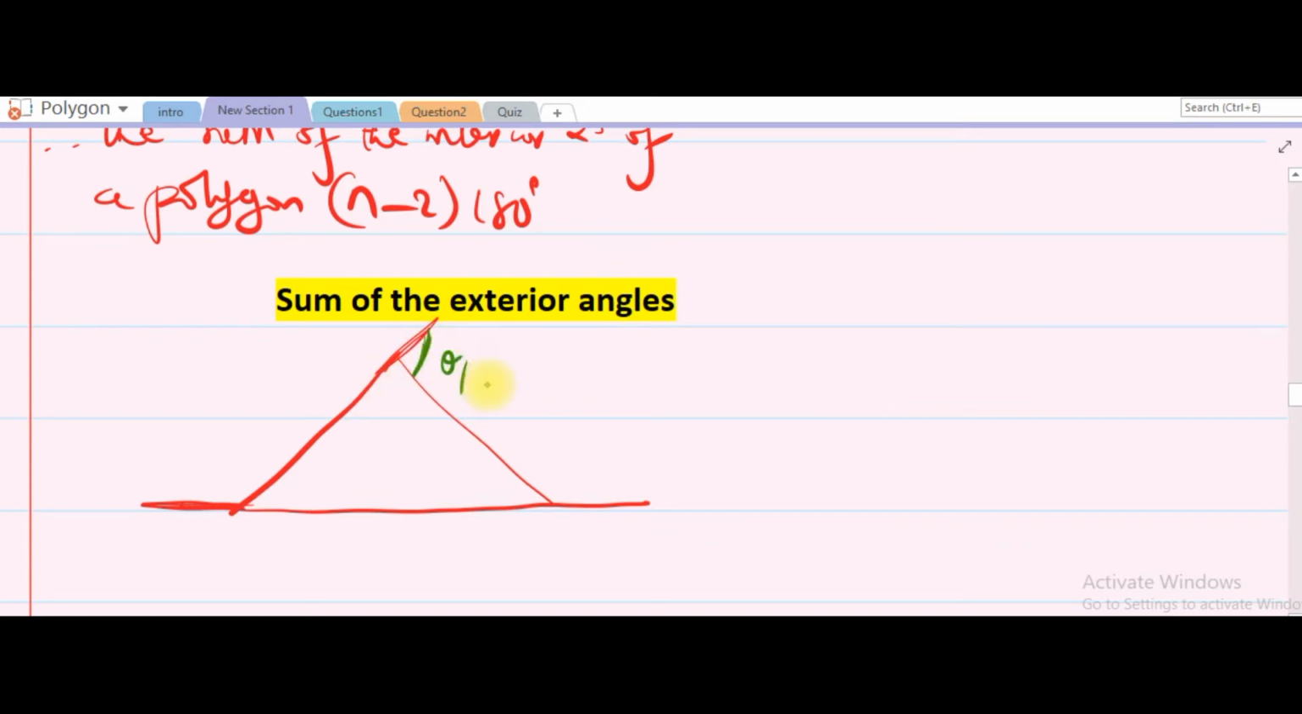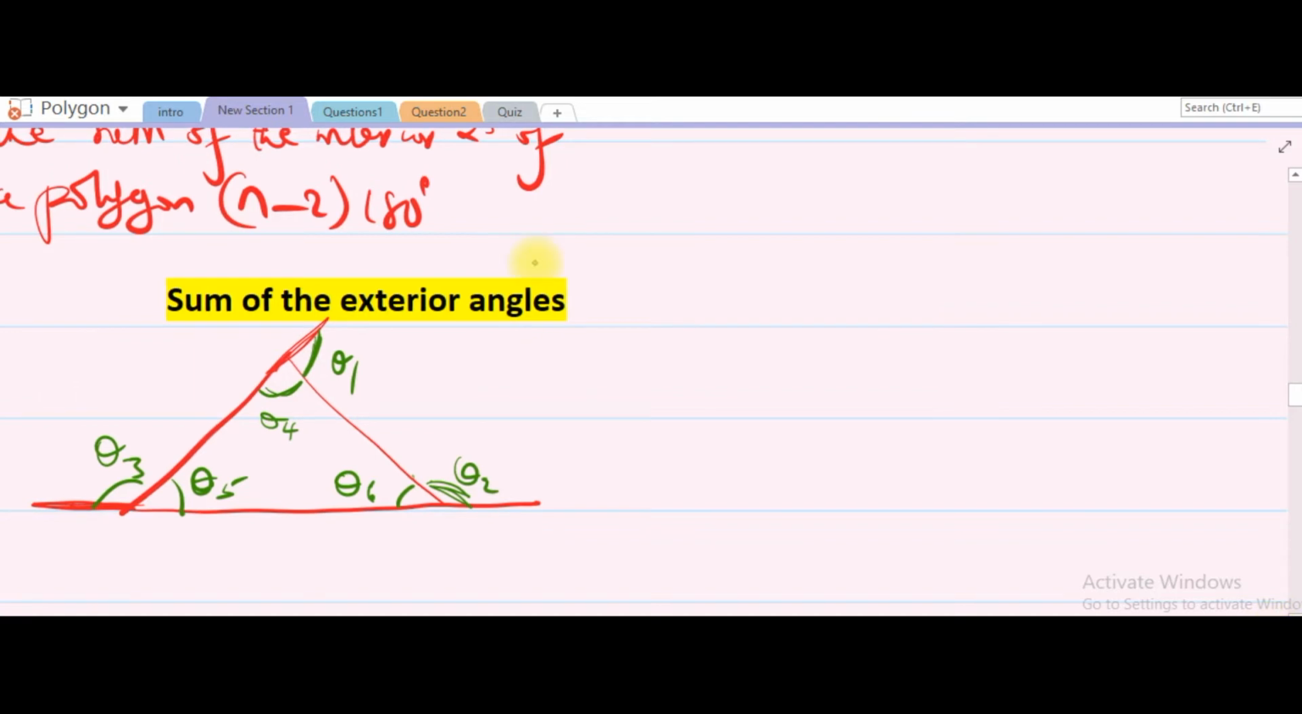Let's call these theta 1, theta 2, and theta 3. Then the interior angles, let's call them theta 4, theta 5, and finally theta 6. So you notice we can derive something very, very important here.